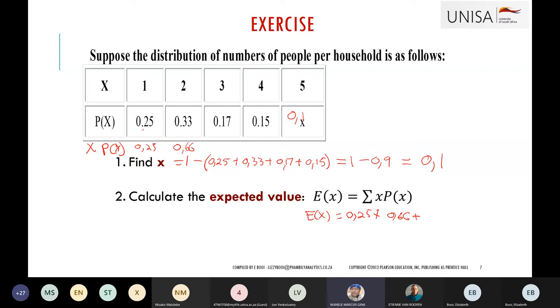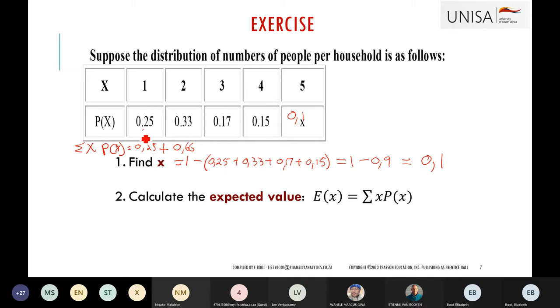Sorry, ma'am, can you repeat that? That expected value, please. So in order to answer the expected value, we need to multiply the observed by the probability and add them together. So you could also just add them there. You don't have to come back down here. You can add them already from the table, because this will be the sum of your outcome multiplied by the corresponding probability.